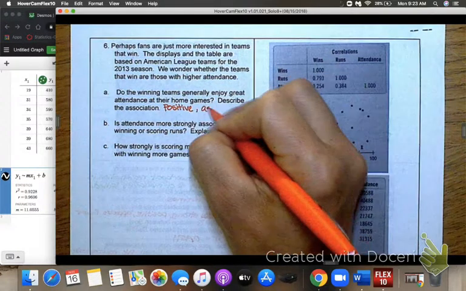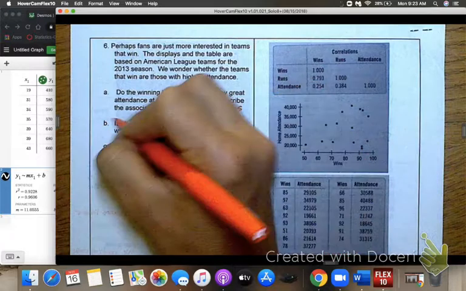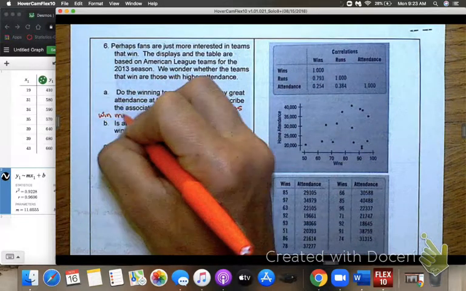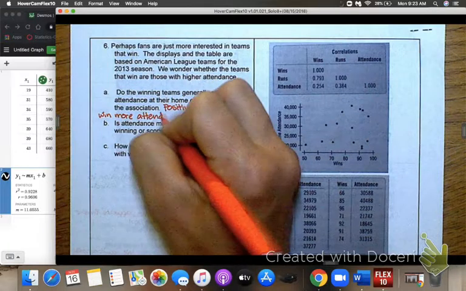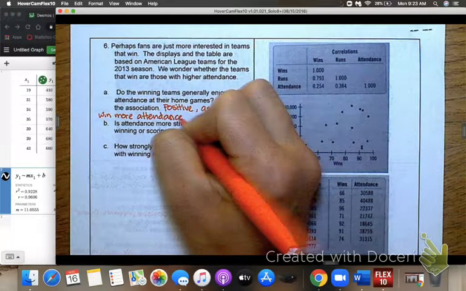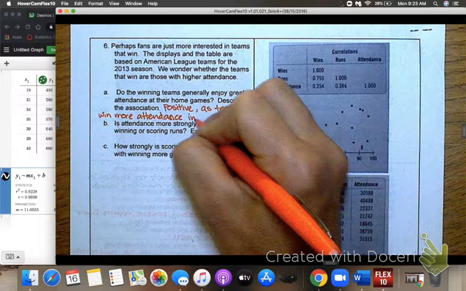As teams win more, attendance seems to be higher. Is attendance more strongly associated with winning or scoring runs? So let's look over here.